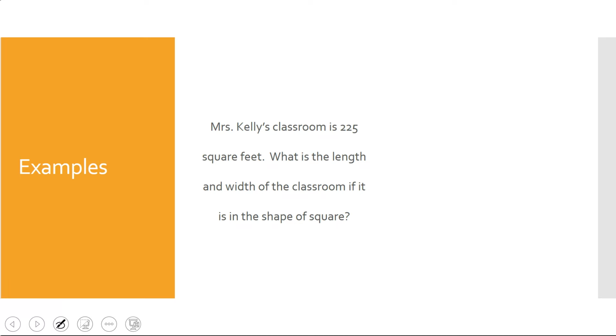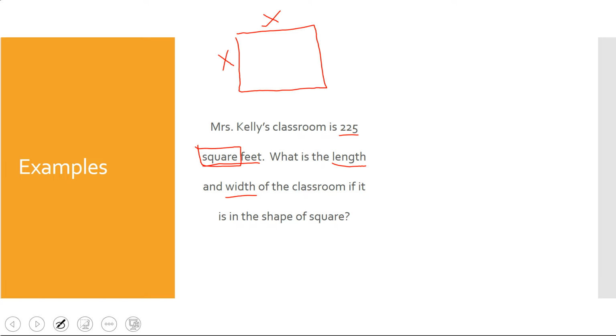So it says Mrs. Kelly's classroom is 225 square feet. What's really important to notice here is that it says square feet. Okay. What is the length and width of the classroom if it is in the shape of a square? So you're thinking about, okay, I've got the square classroom, and if it's a square, that means this side is the same as this side, because the length and the width have to be the same in a square. Because if it was 5 and 3, that's not a square anymore, that's a rectangle.